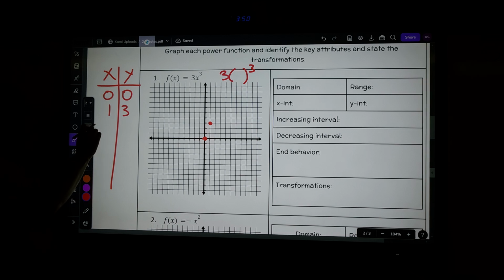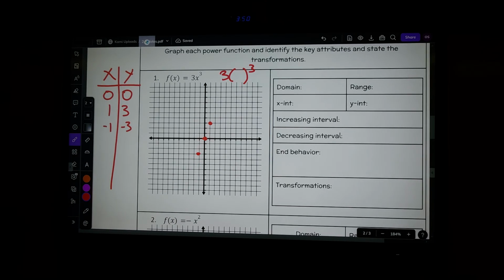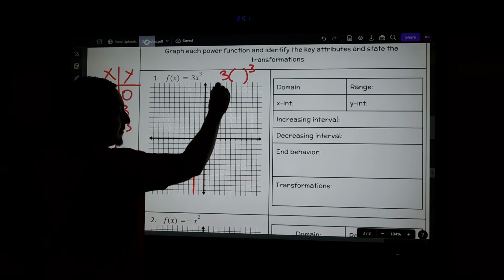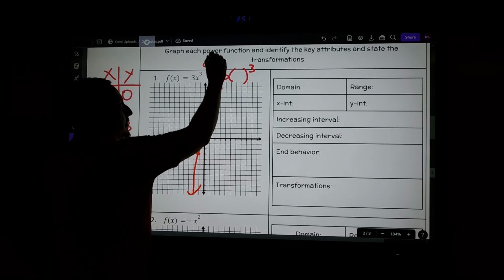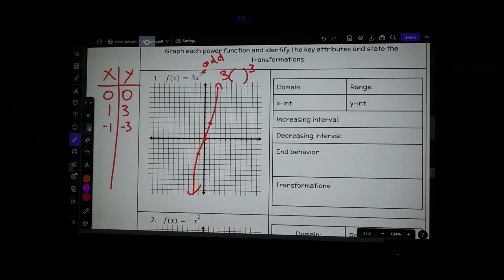Okay, the one you have to be really careful with is negative 1. What's negative 1 cubed? Negative 1. Negative 1 times 3 is negative 3. Which, if you learn those rules that we just went over, you would know that these arms would go opposite, because it's an odd power. Okay. Left arm goes down, right arm goes up, because that's an odd power. So it does help if you start noticing those patterns.